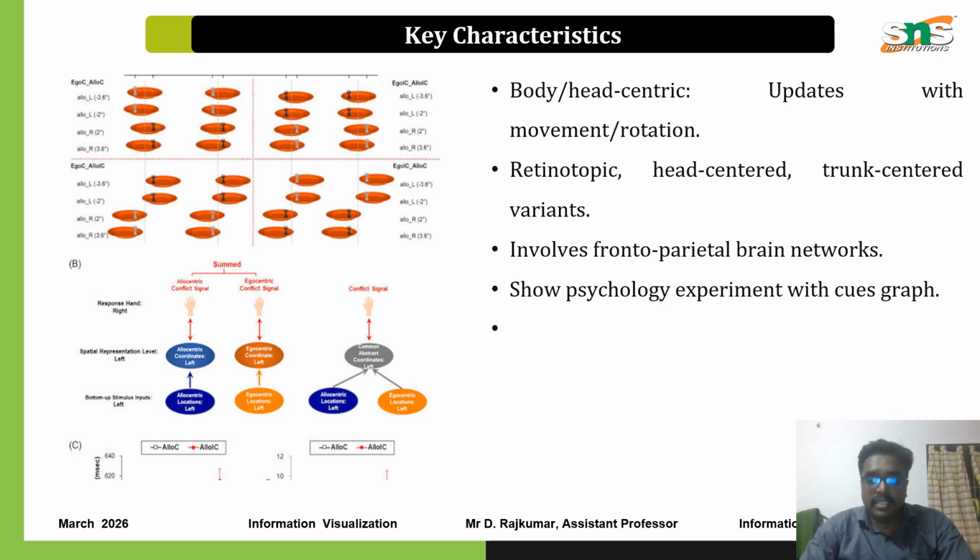It is also called retinotopic, head-centered, or trunk-centered, where retinotopic focuses on the retina, head-centered is associated with the position of the head, and trunk-centered is associated with the position of the trunk of the neck. It involves several frontoparietal brain networks, which form a complex network used in egocentric frames of reference, and sometimes it has similarities with cases shown in psychological experiments associated with cube graphs.